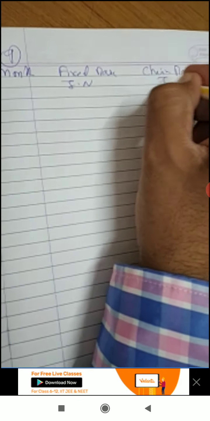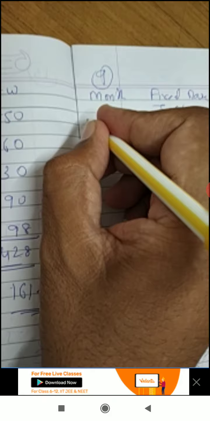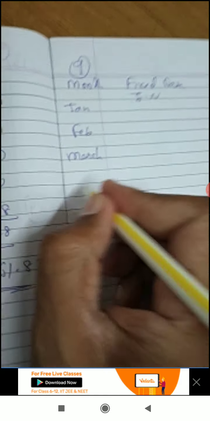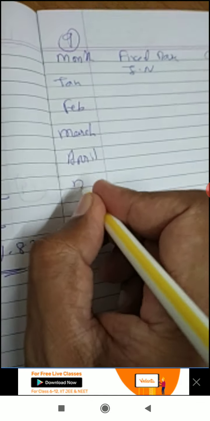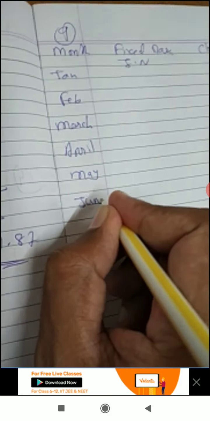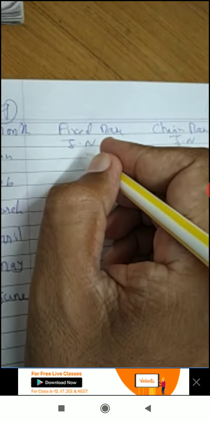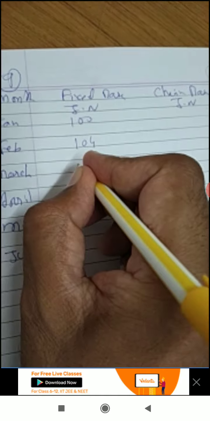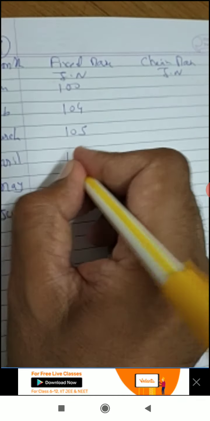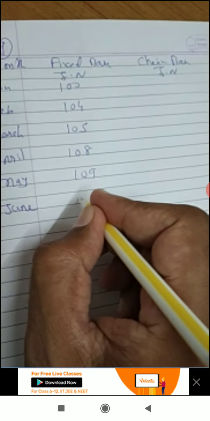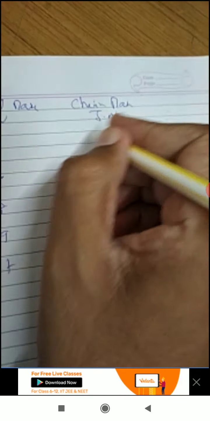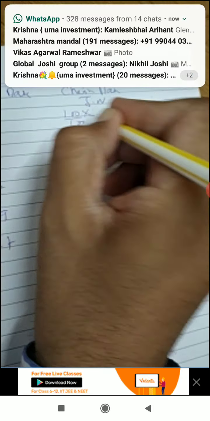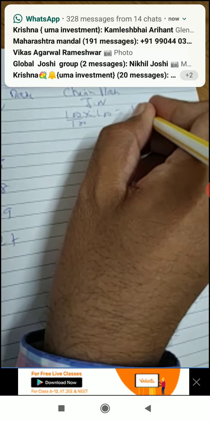Change base index number. So your month is given, and first is Jan, next one Feb, next one March, April, May, and June. Now fixed base index number is given already here, and that is 100, 104, 105, 108, 109, and 127. We have to convert into change base. So 100 multiplied by, so base year is not given, so take here 100 into 100, value is 100.